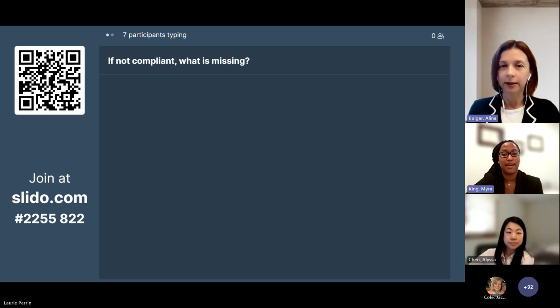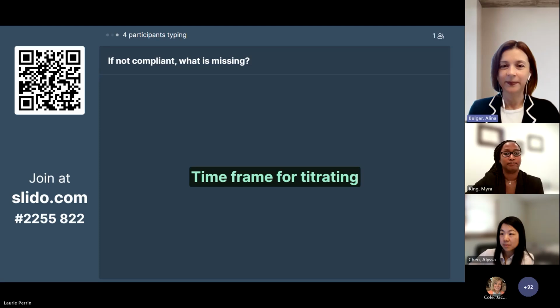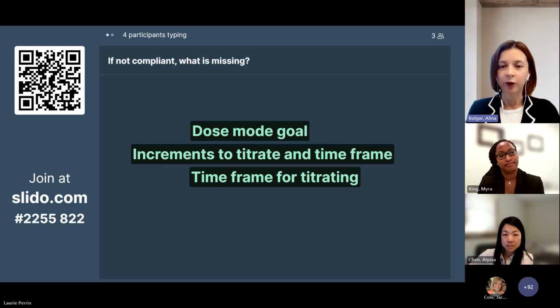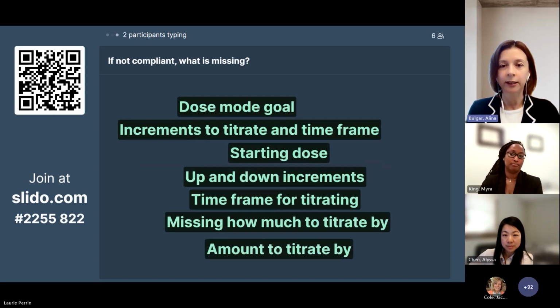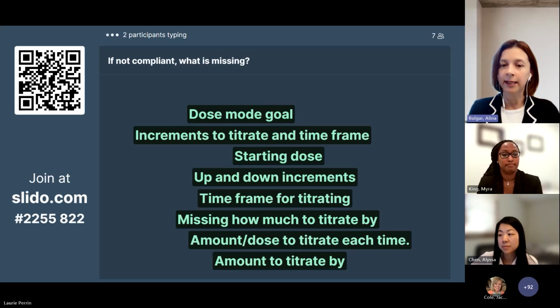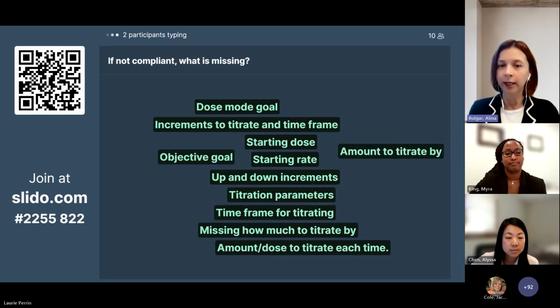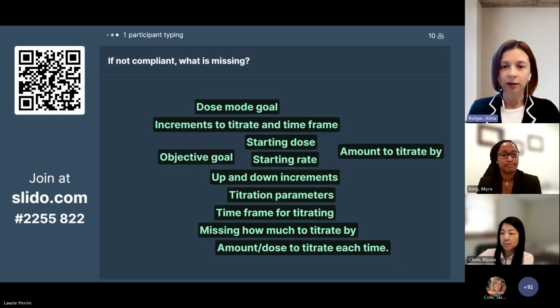And would it be helpful to bring back the order? Might be a little helpful to bring back the order, yeah, just so that they can see it. And I don't know if we can do that, but I see an answer. Time frame for titration, increments to titrate, and time frame, up and down increments, time frame, missing how much to titrate by. So I see some of the answers coming through: amount and dose to titrate each time, starting rate, starting dose, objective goal, amount to titrate by.